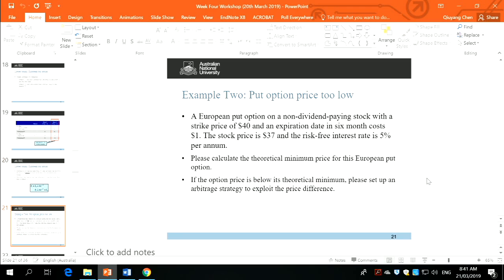Now let's have a look at this question here. The question says, a European put option on a non-dividend paying stock with a strike price of 40 and an expiration date in 6 months is selling for $1. The stock price is 37, and the risk-free rate is 5% continuously compounded. Please calculate the theoretical minimum price for this European put. And if the option price is below its theoretical minimum, please set up an arbitrage strategy to exploit the price difference.